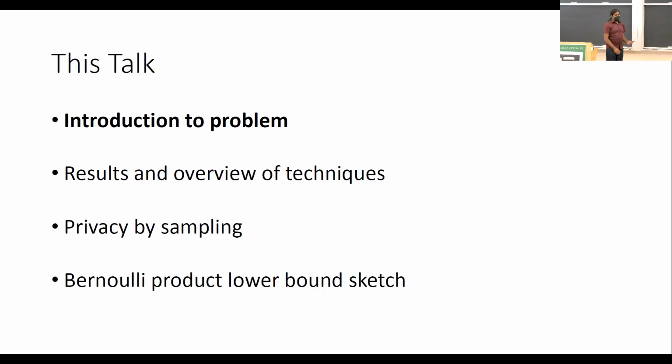And so just to give you an overview of the structure of this talk, I'll start by introducing the problem we're going to be looking at, telling you about our results and the overview of techniques that we use to get them. And then I'll be explaining one upper bound and one lower bound in more detail. Okay, so in this work, we define this new problem called private sampling.